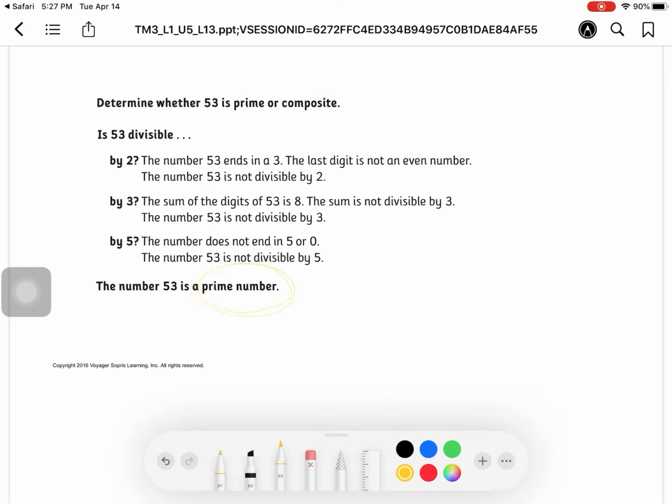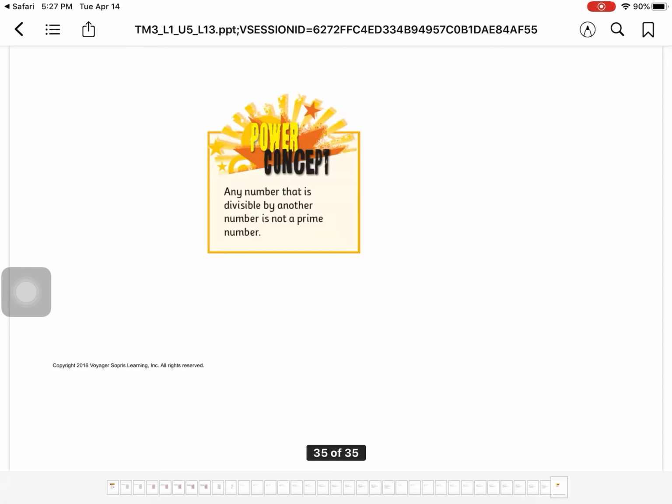Okay, it's prime. So walking through those, any number that is divisible by another number is not a prime number. That's the big concept we're working on. So now I'm going to have you stop this video, and you are going to hop into the workbook, page 236, and complete that activity.